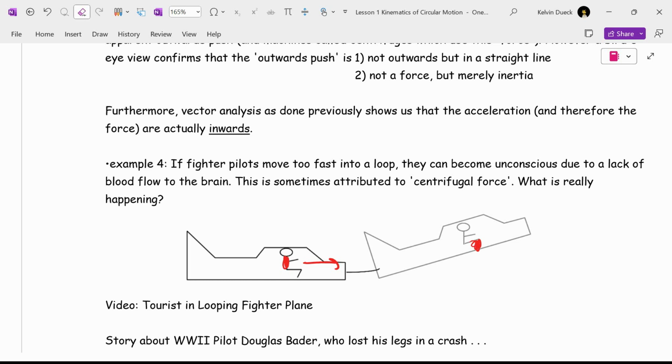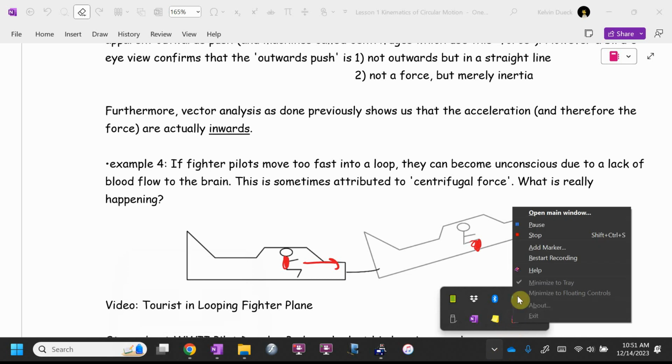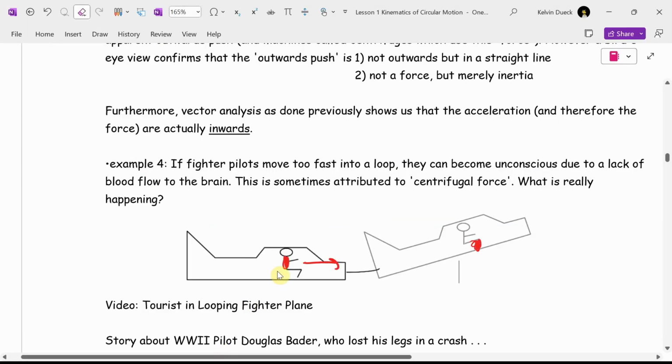And so fighter pilots have to do special training to deal with this. If you don't have the special training, it can be a little challenging. Put your pencils down, look up. So which way was that tourist accelerating? If they were moving in a circle, they were accelerating toward the center. The blood wanted to go in a straight line, and so his skull, his brain, was getting forced away from the blood.